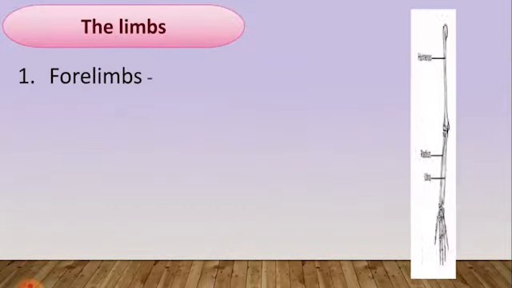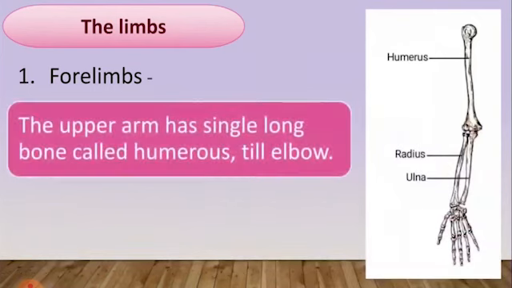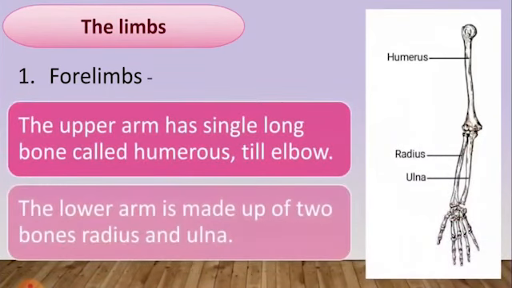Next are the limbs. As we already discussed, we have 2 pairs of limbs. We use forelimbs or arms for grasping or picking things, while we use our hindlimbs or legs for moving from one place to another. So let us see in detail. First, forelimbs. They are joined to the spine with the help of shoulder girdles consisting of a pair of shoulder blades and a pair of collarbones.